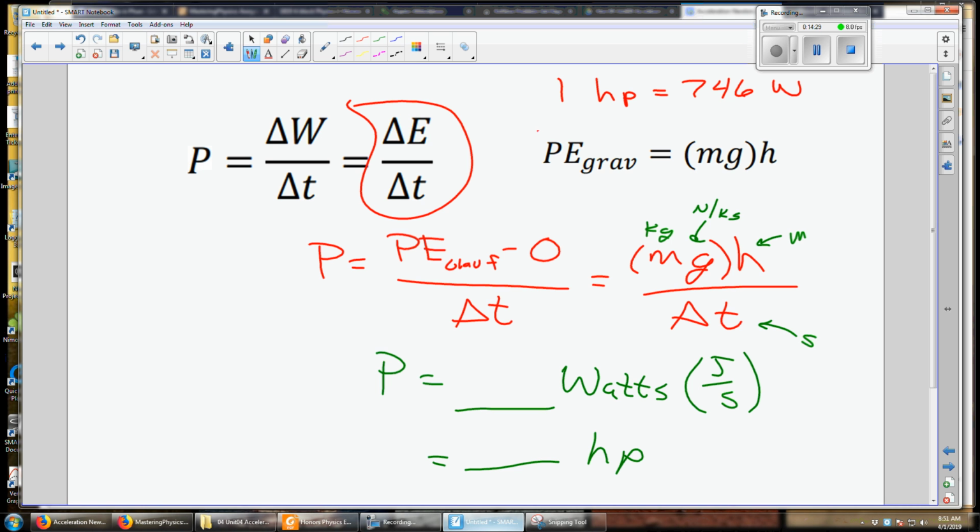Which of those is going to be a bigger number, the watts number or the horsepower number? The watts number. So just maybe as a side note, remember thinking about this, this will be larger than this.